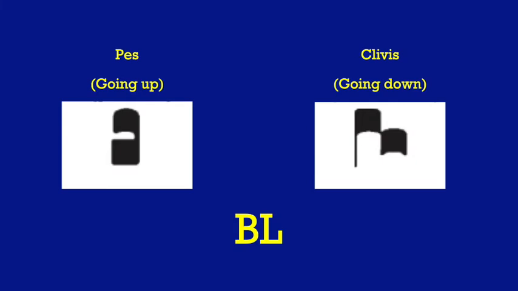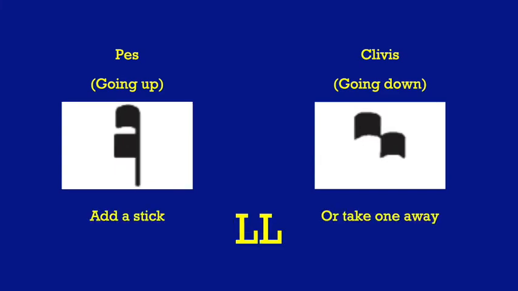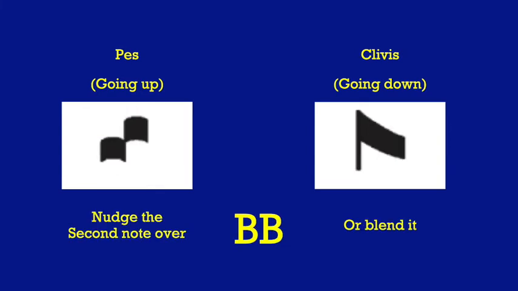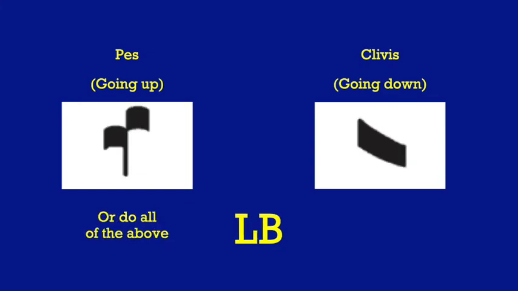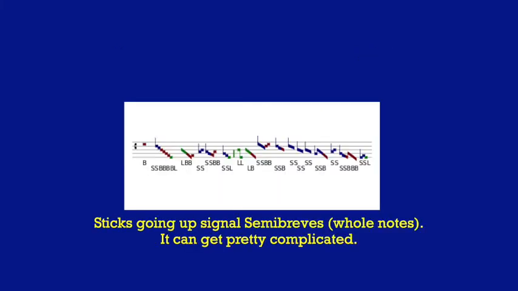Franconian notation just makes this relationship official and then uses it as a starting point. Any change to the shape means a change to the rhythm. So if you change the first note, either by adding a stick to the pes or taking it away from the clivis, you end up with 2 longs. If you change the second note, either by nudging it to the side in the pes or blending it in the clivis, you end up with 2 breves. If you make both changes, you end up with a long followed by a breve. You can also throw more notes in between, and all of them will just be read as breves.